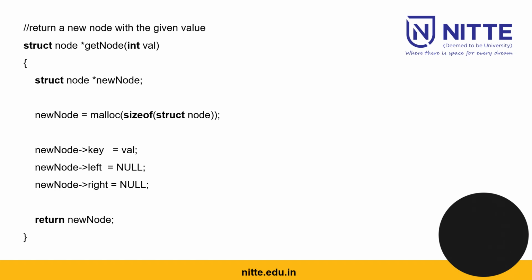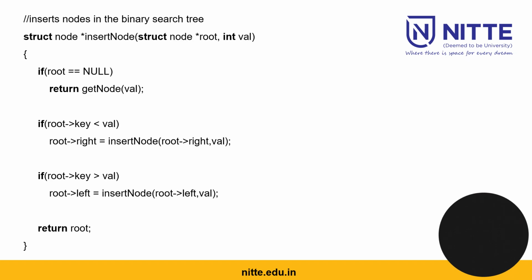So that is why we will write new node implies key is equals to value. So that value will be assigned to the new node's key. Okay, then the new node left will be made null and new node right also will be made null. Then we will return the new node.